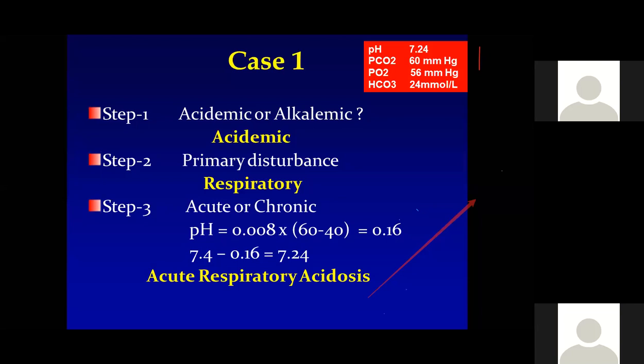Now, if we calculate for chronic, say 0.003 into 60 minus 40 is 20, you will get only 0.06. So 7.4 minus 0.06 is equal to 7.34. The given pH is 7.24, whereas if you put the chronic formula, it is 7.34. It is not matching. So this patient doesn't have a chronic illness. This patient has an acute illness. So that is the reason why you are telling it as acute respiratory acidosis.